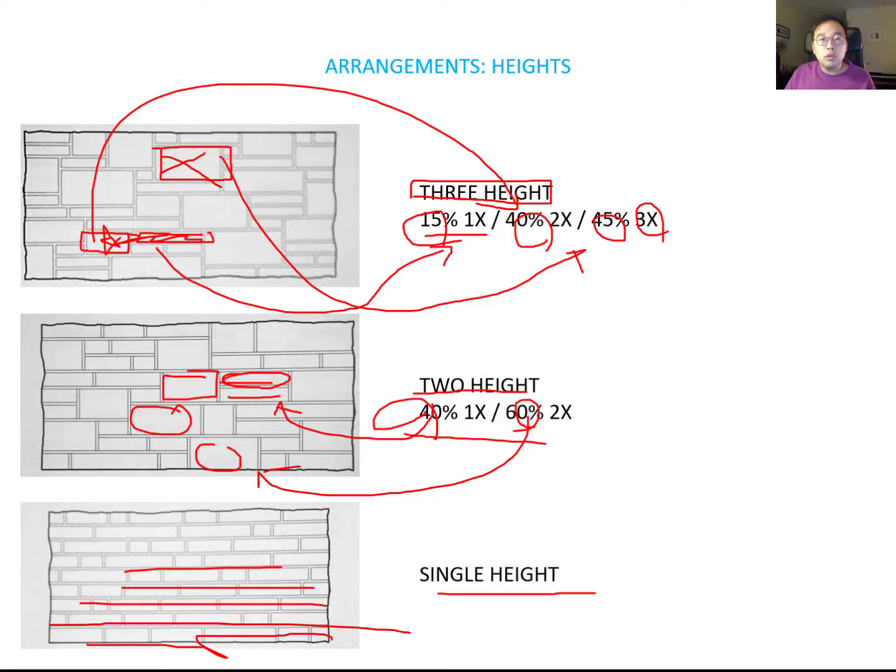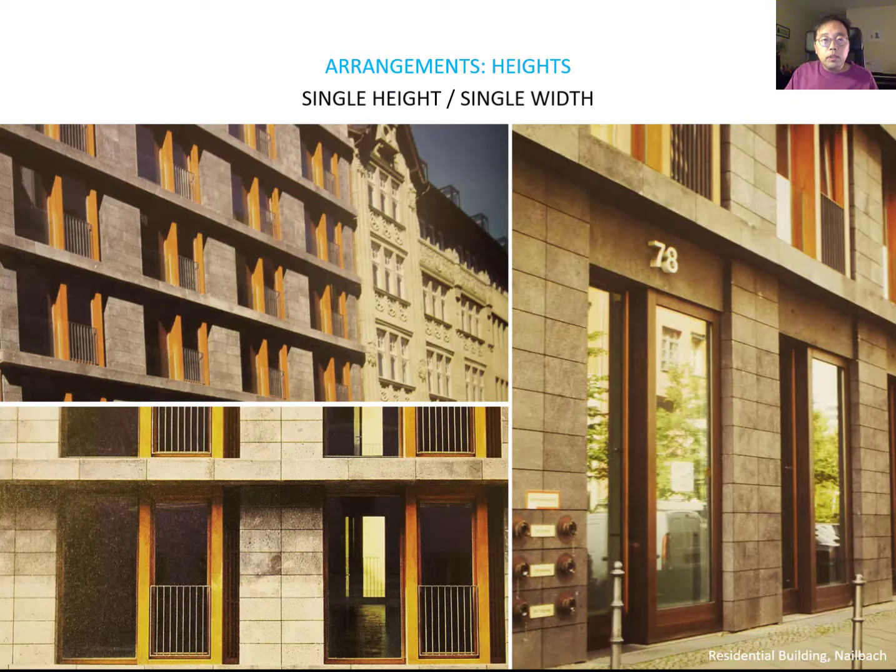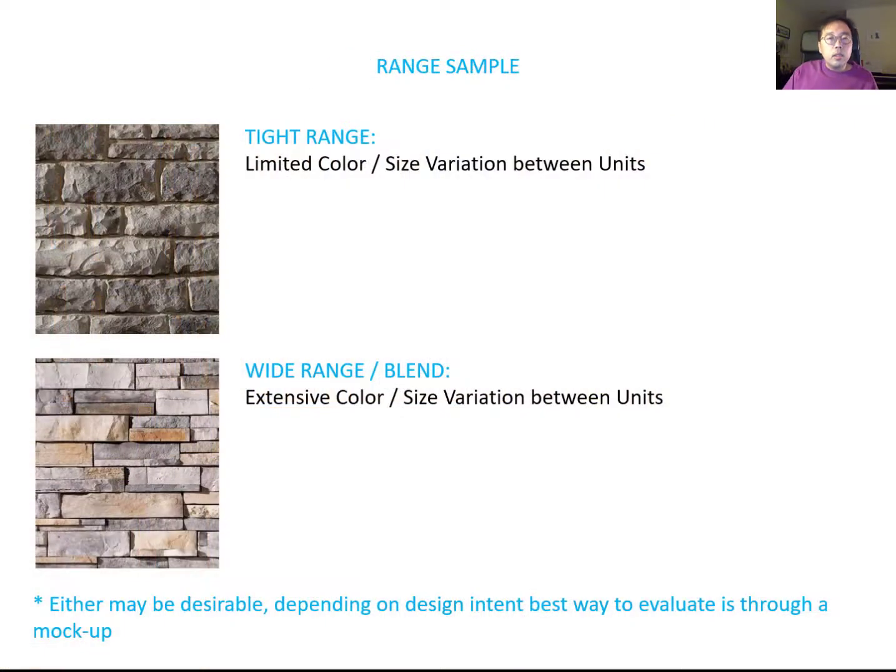Also, you can make your own arrangement depending on the project scheme. The first example here uses single height and single width. When you use single height and single width, it has a more uniform look. It will be cheaper than random height and width, because you can order the same stone type from the manufacturing company.